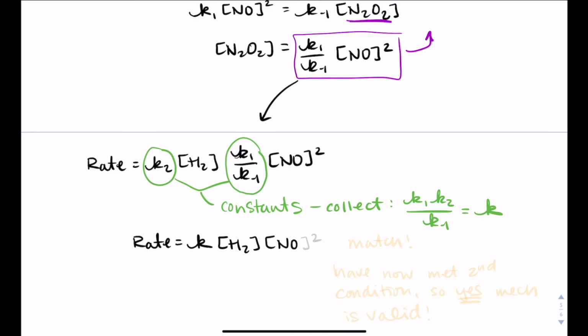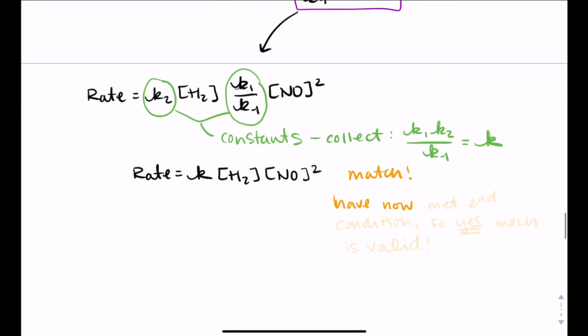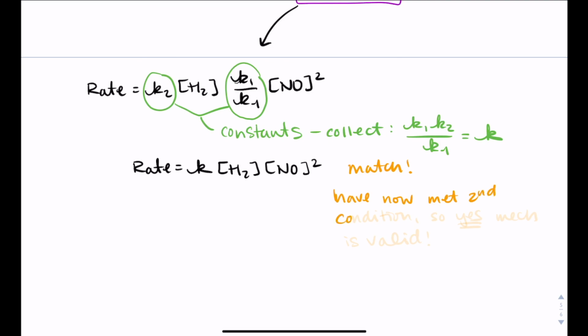So we've now met the second condition. The mechanism is valid. So we have 1, we added everything up, check, yes. 2, the rate law from the mechanism matches the experimental rate law. So we are good to go.